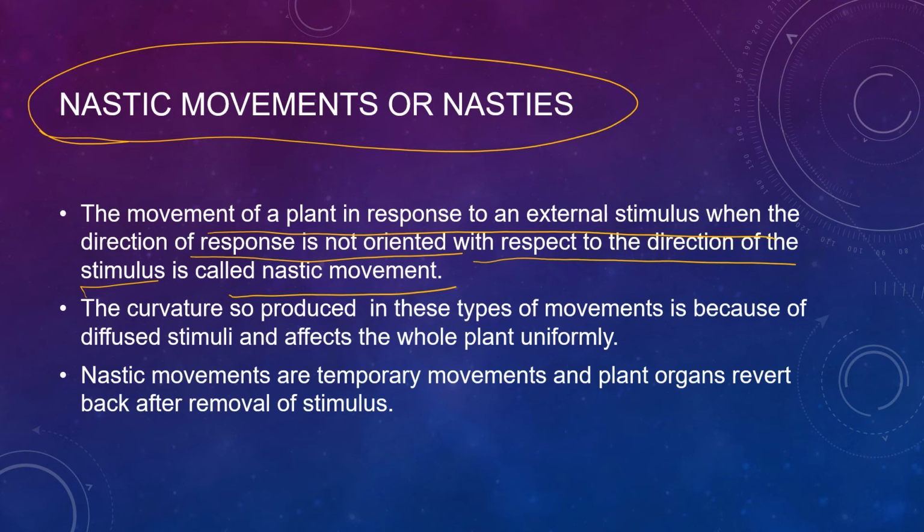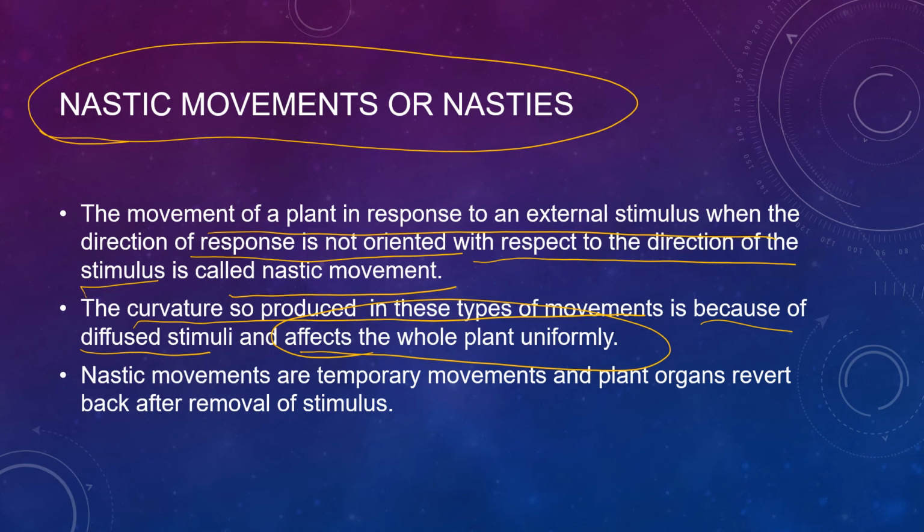Like in phototropic movement, we have seen that the plant will bend towards the light. But here it's not like that. Its response is different. It's not direction related. It is non-directional movement. The curvature produced in these types of movement is because of a diffuse stimulus and affects the whole plant body uniformly. So it is not affecting one part, not the root, not the shoot. It is affecting the whole plant uniformly.